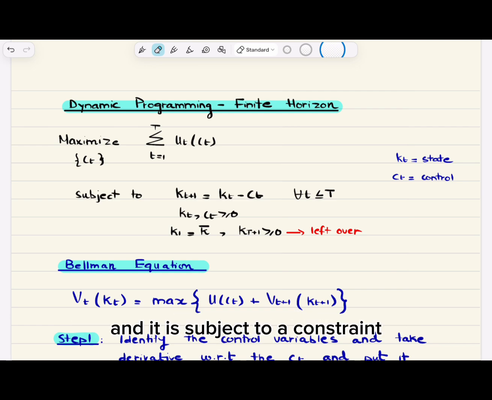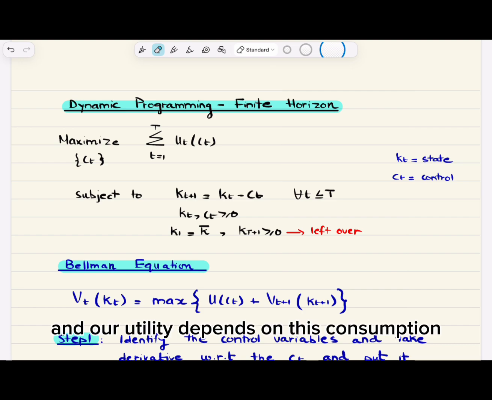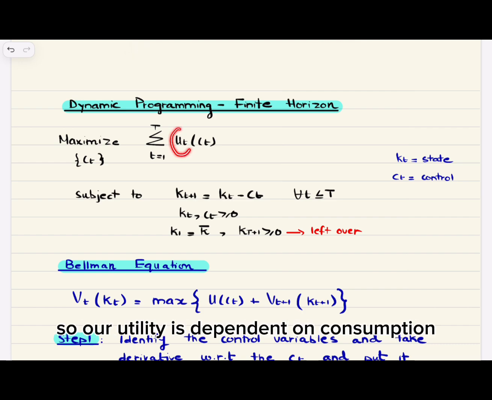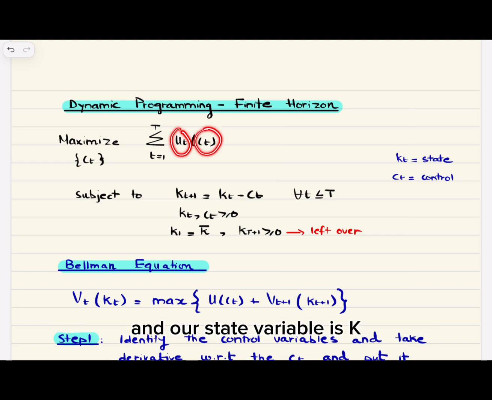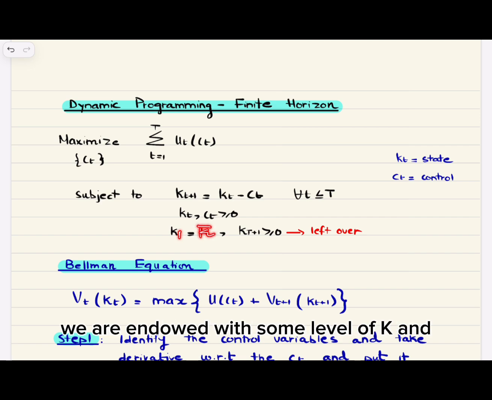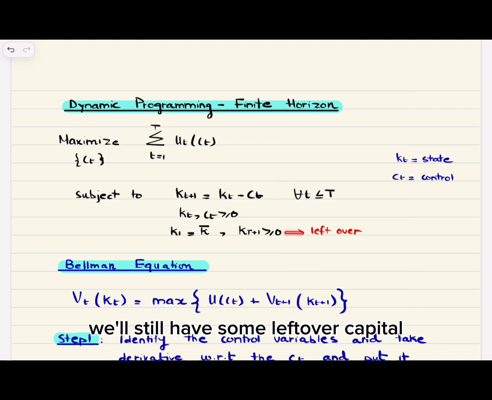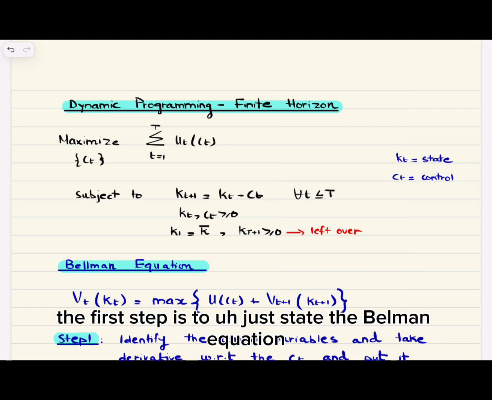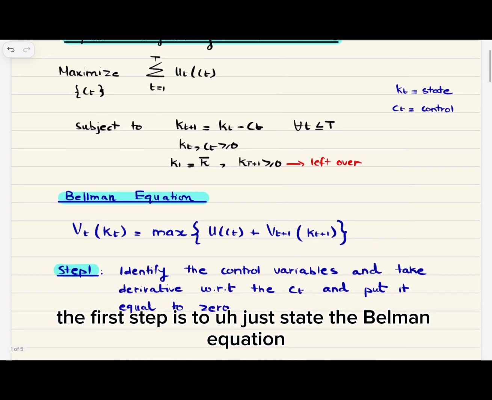We want to maximize utility over a time period from time period 1 till T, subject to a constraint. The control variable in this model is C, which is our consumption, and our utility depends on this consumption. Our state variable is K, and in the initial time period we are endowed with some level of K, and at the final time period we'll still have some leftover capital.